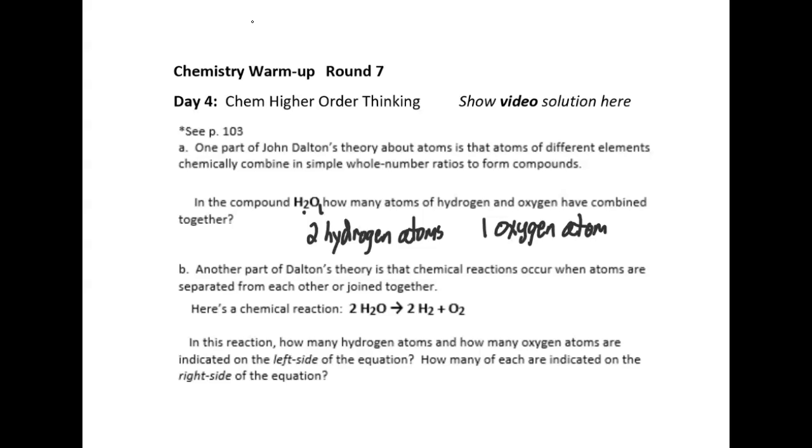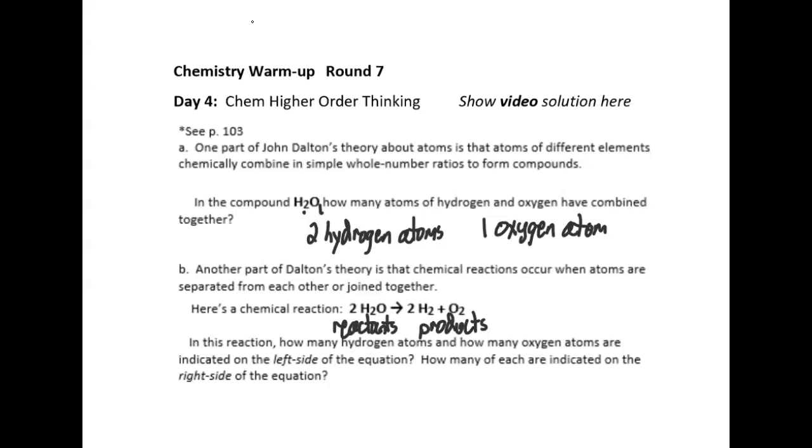This collection of symbols is called a chemical equation. It uses an arrow in the middle to separate the left side from the right side. The left side of the equation shows the reactants. Those are the substances that you start with. The right side of the arrow shows the products. Those are the substances that are created when the reactants undergo a chemical reaction.